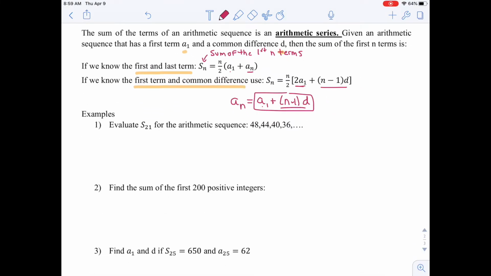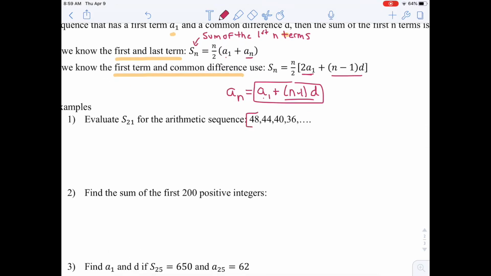So the first problem says evaluate S sub 21, which is the sum of the first 21 terms in this sequence. You'll notice they give us the sequence 48, 44, 40, 36. If I really wanted to, we could keep going all the way through all 21 and add them all up. But we have our formula that's going to help us out a little bit more here. So let's think about what we have. We know that 48 is our first term. We don't know the last term, but if you notice, we keep going down 4.